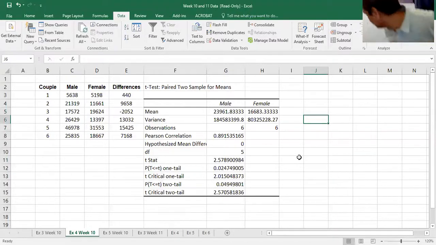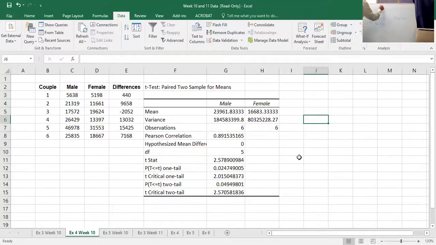So what is the t-stat value? For this one, what is the t value? T is coming 2.578, with degrees of freedom 5. What is the sample size? It's 6, so the degrees of freedom is less than 6, it's 5. Clearly, this is the case of a two-tailed test, mu D not equal to 0. What is the p-value for two-tailed? 0.049.